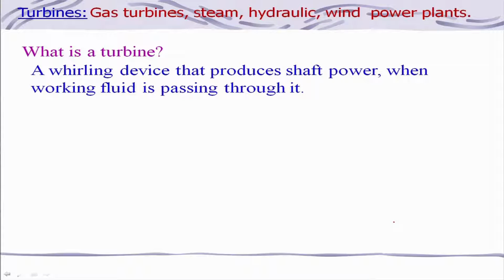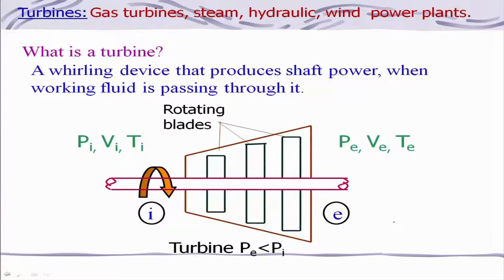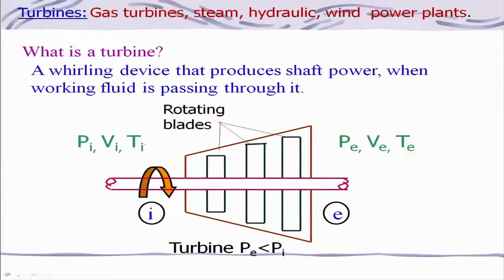A turbine is basically a rotating device that produces shaft power when the working fluid passes through it. As I told you, a turbine will have several blades, rotating blades and stationary blades, and it should be designed properly so that you can extract the work from the fluid, which enters with P I, V I and T I and leaves with P E, V E and T E. Then that power has to be transferred to the shaft, and you can utilize that mechanical power. Basically, thermal power is converted into mechanical power here.